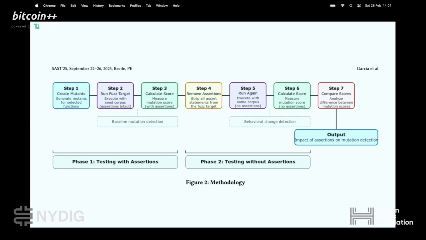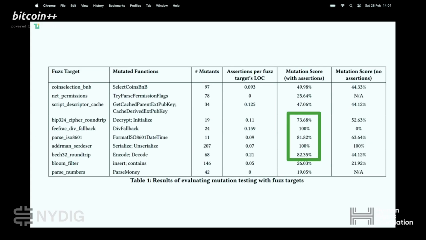And okay, so here we have the results. When I got these numbers, I got scared. Whoa. Many targets were able to kill over 70% of the mutants, and some of them reached 100%. This is a super good result, right? And also, we have the mutation score with the assertions and without the assertions. And we can see that without the assertions, the mutation score drops.